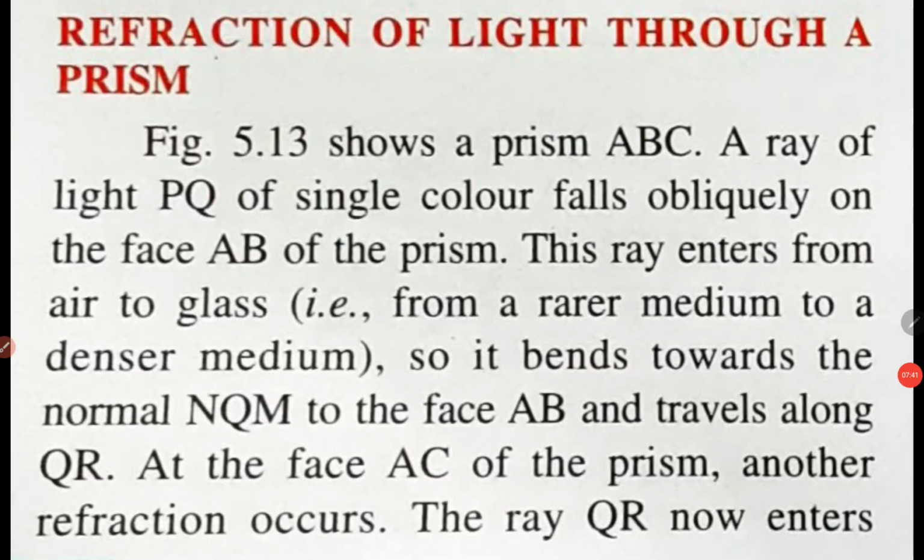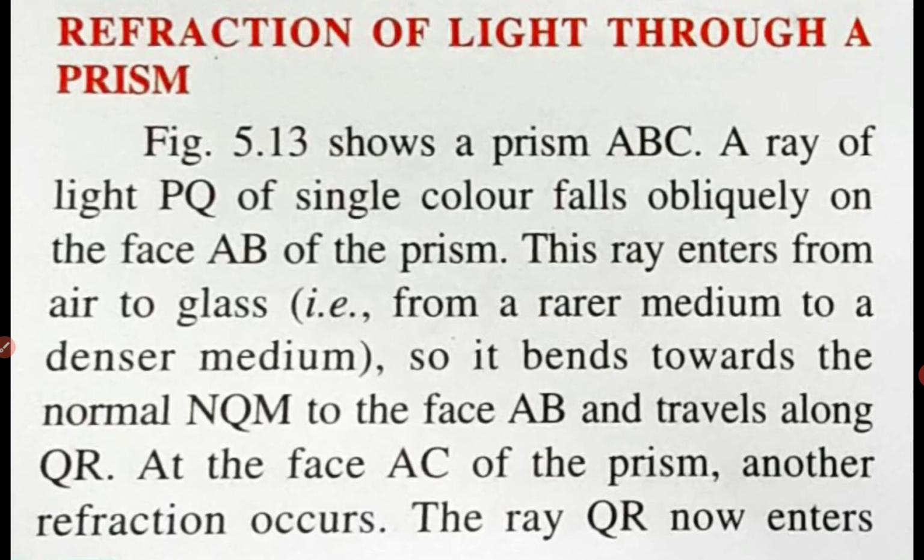Coming to the part refraction of light through a prism. Figure 5.13 shows a prism ABC. A ray of light PQ of a single color falls obliquely on the face AB of a prism. This ray enters from air to glass, that is from rarer medium to the denser medium, so it bends towards the normal NQM to the face AB and travels along QR at the face AC of the prism.